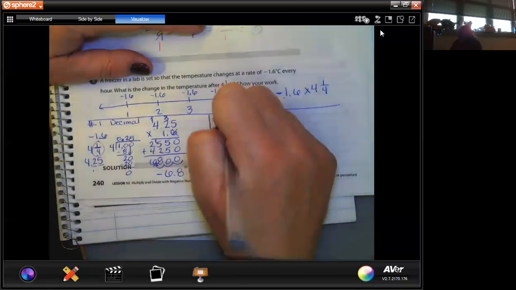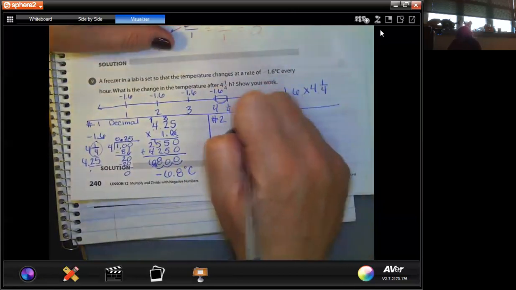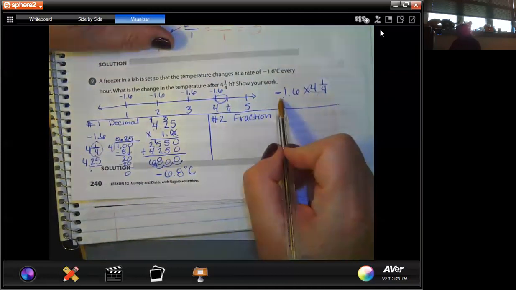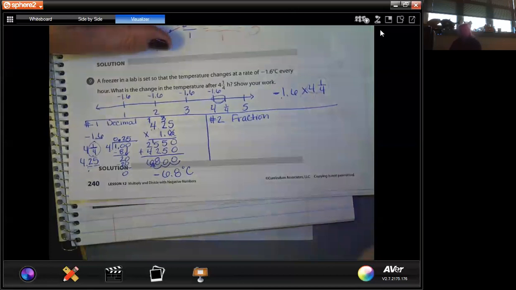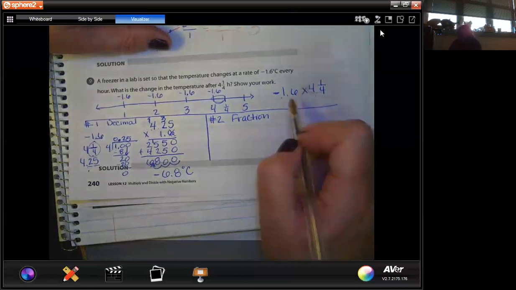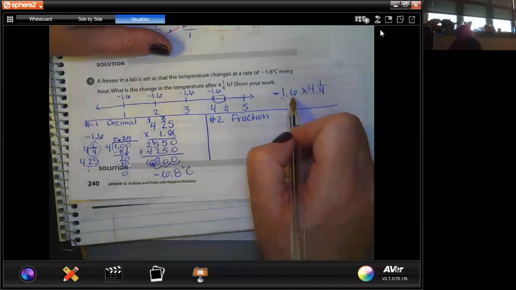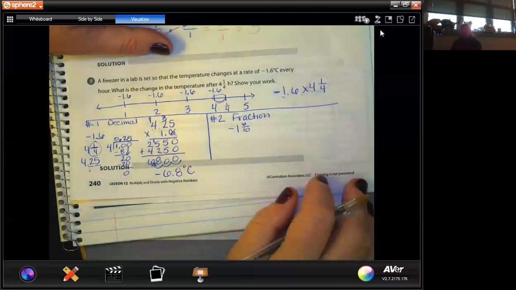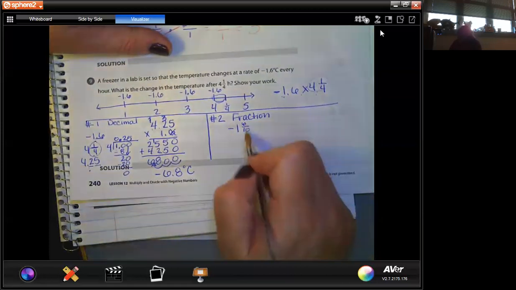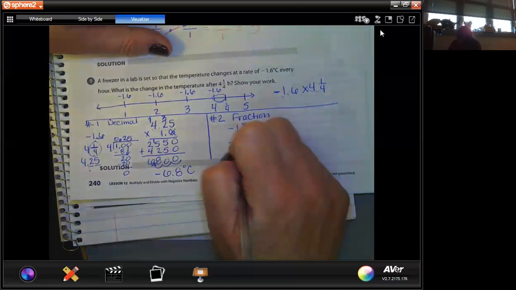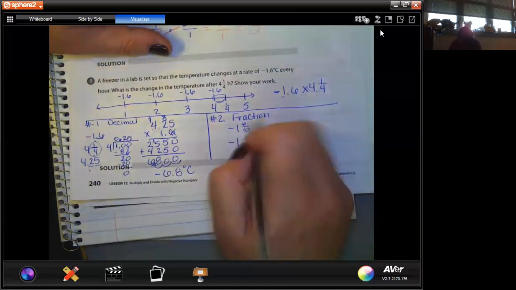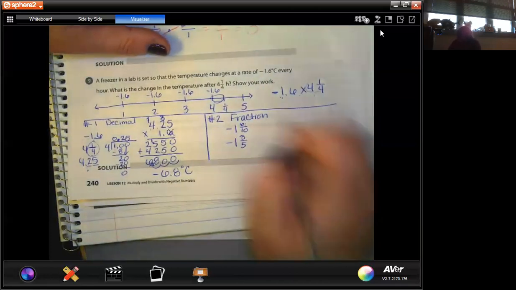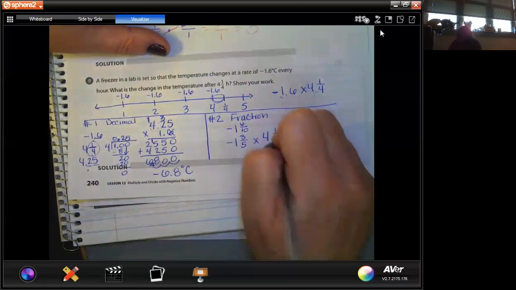Method number 2 is changing them both to fractions. So we already know this is a fraction. To make this into a fraction, we have to read it, write it, and reduce it. Negative 1 6/10. Okay, that's how that looks. Now I'm going to reduce this. So this would be negative 1. 2 goes into both of these. 2 goes into 6 3 times. 2 goes into 10 5 times. And then I'm going to multiply it by 4 1/4.